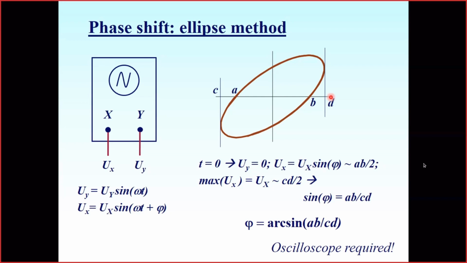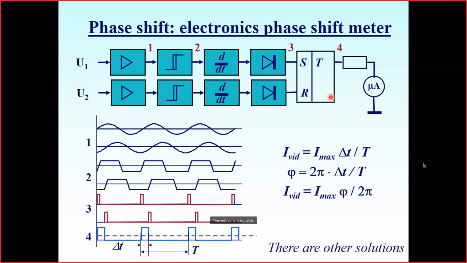This method works well for sinusoidal signals, but requires a scope too. Here is an example of how we could design a device which measures a phase shift without a scope and just provides some output signal that is proportional to the phase shift.